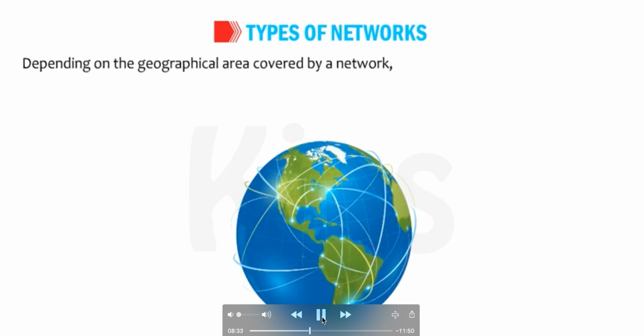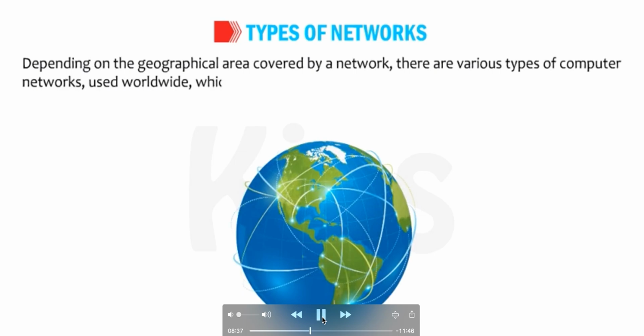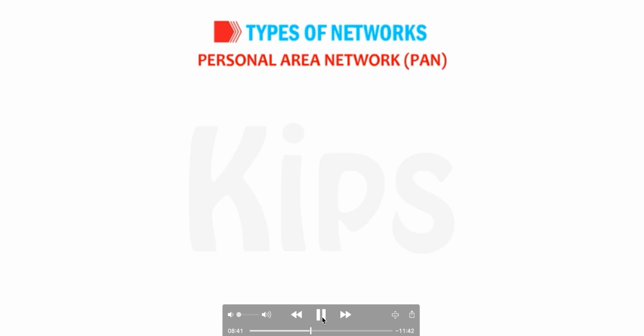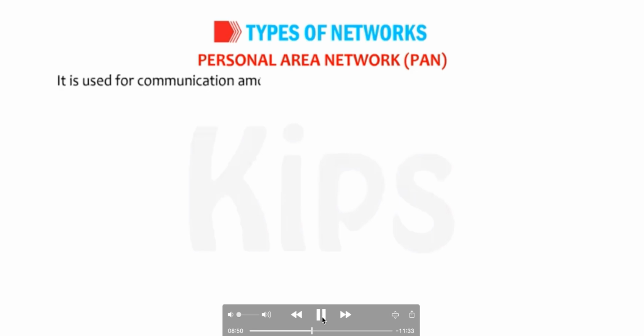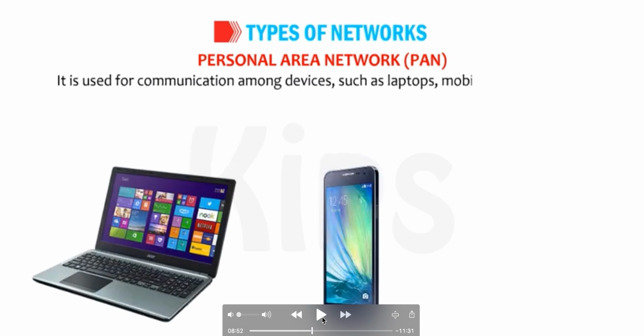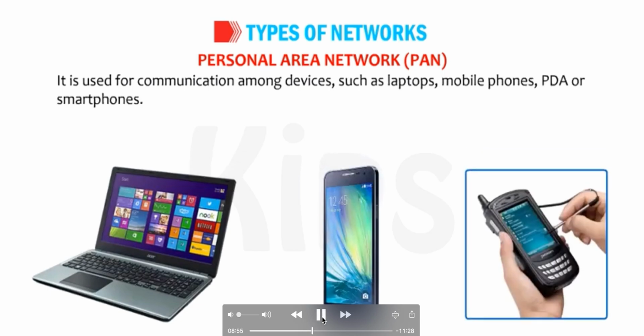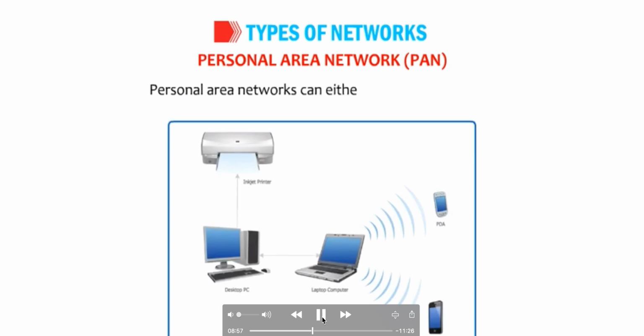Depending on the geographic area covered by the network, there are various types of computer networks used worldwide, which are as follows. The first one is the personal area network, also called a PAN. A PAN is a computer network mainly created for an individual person. It is used for communication among devices such as laptops, mobile phones, PDAs or smartphones. Personal area networks can be either wired or wireless. A PAN generally covers a range of less than 10 meters.